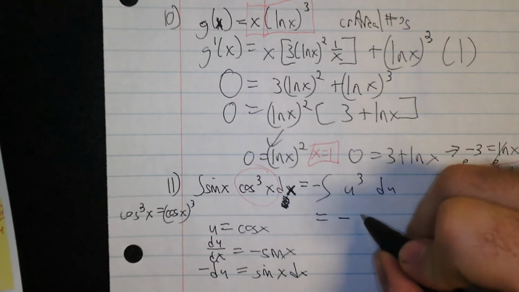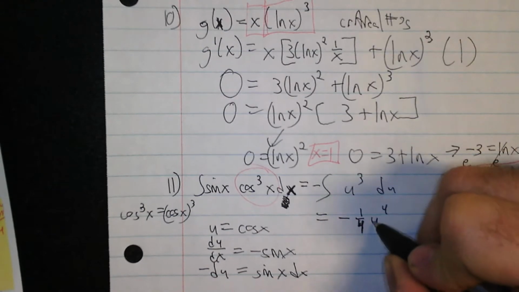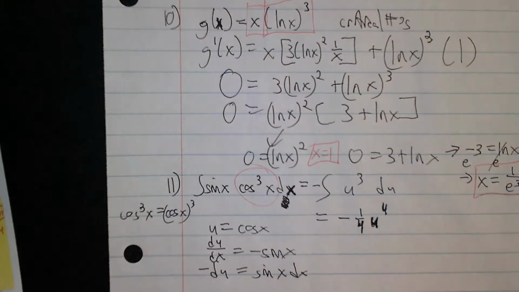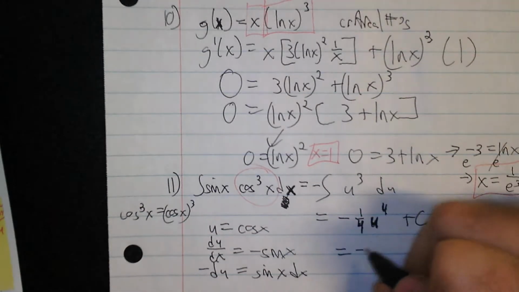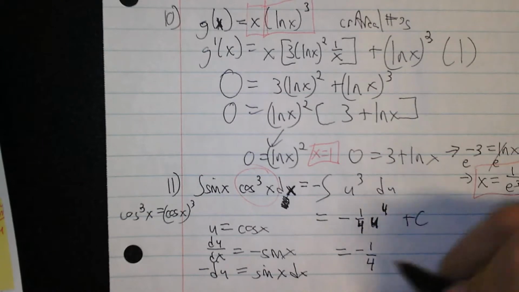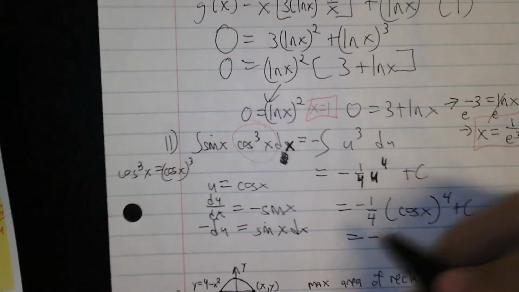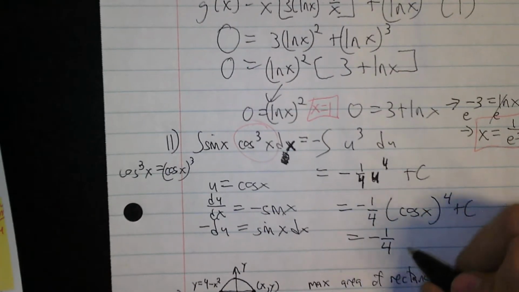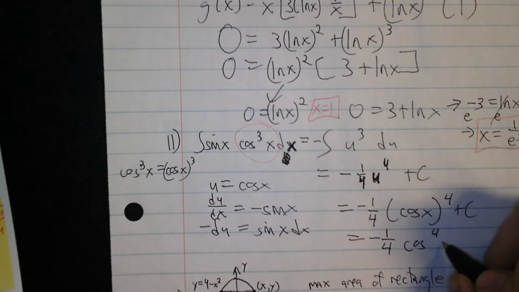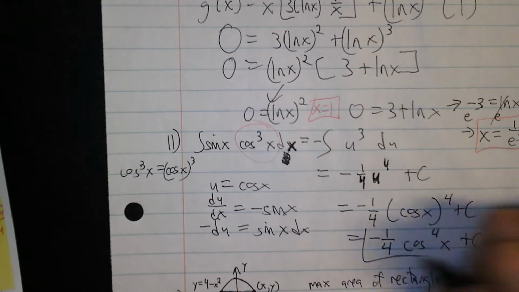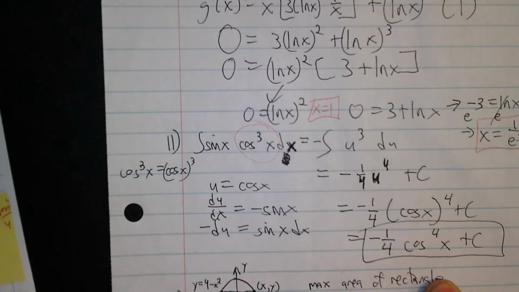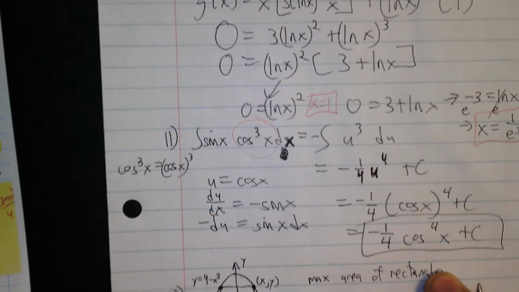And if you integrate, you get negative 1/4 u to the 4th plus c, which is equal to negative 1/4 times cosine of x to the 4th plus c, which most of you will probably write as negative 1/4 cosine 4th of x plus c. Let's check that out, make sure it's correct. Yep, that's what's here on the key.